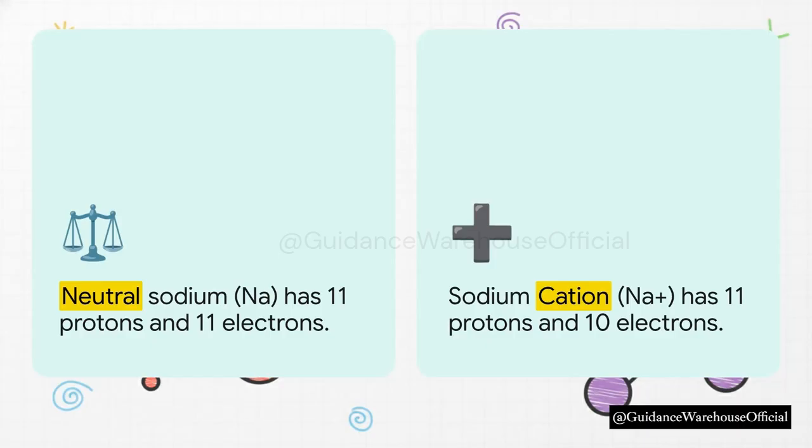Let's look at how the math of this transformation actually works using sodium. It's a great example. A neutral sodium atom has perfectly equal numbers, 11 positive protons and 11 negative electrons, so it has zero net charge. But to reach that sweet, sweet noble gas stability, it just sheds one single electron. Suddenly, the whole balance is tipped. It still has its 11 positive protons, but now only 10 negative electrons. That leaves it with an overall positive charge of 1, giving us the sodium cation. We write that with a little superscripted plus sign, like this, Na+.